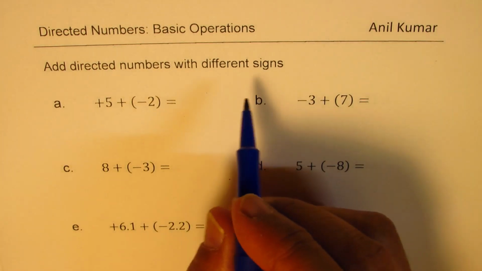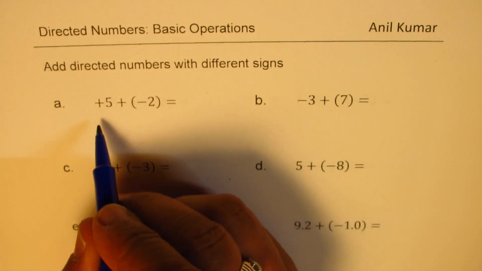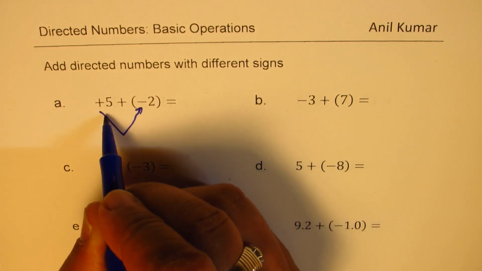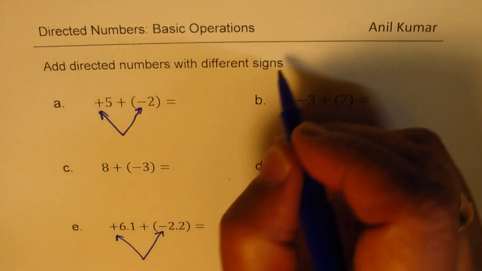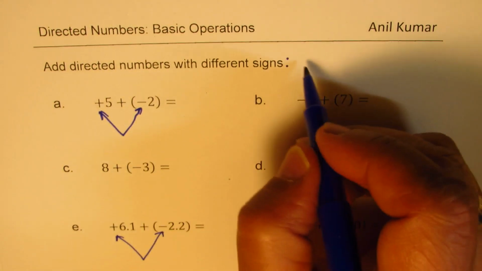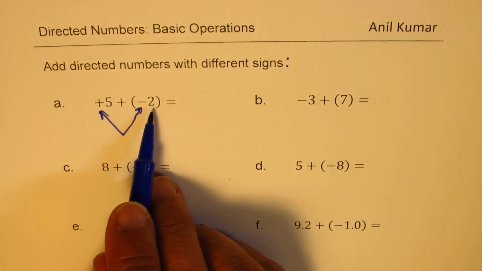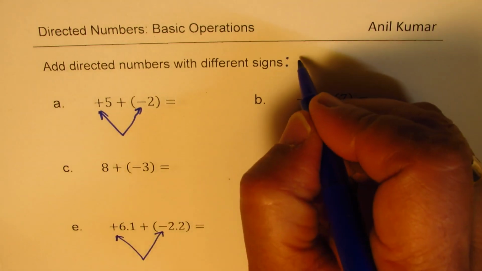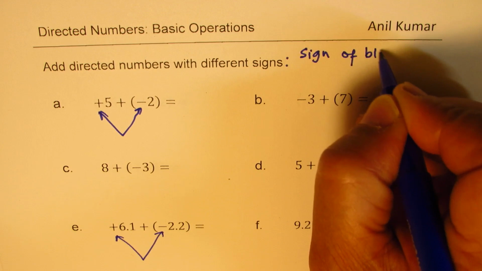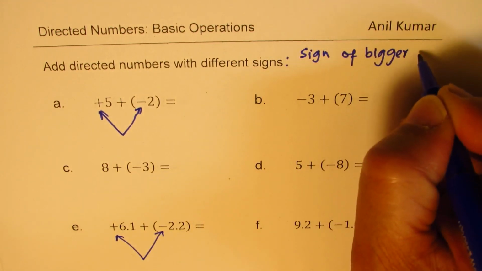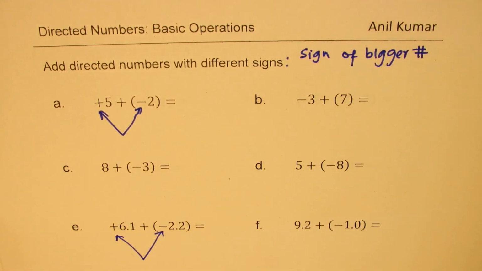Now let's do the next operation, which is, now we're going to try to add directed numbers with different signs, right? So when I say different signs, do you see these two signs are different, right? That is what we mean. So these signs are different, right? So when they are different signs, then the result is what? So we see which number is bigger, right? So it takes the sign of the bigger number. That is what the result is.